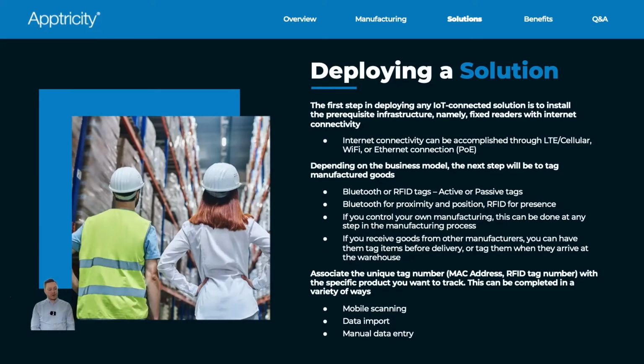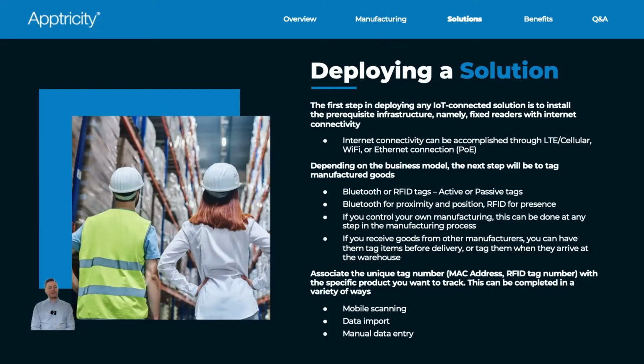And then depending on the business model, the next step is to tag manufactured goods, but where you tag them depends on the business model. We're talking about Bluetooth or RFID tags. You're basically making the choice between active tags and passive tags. We already talked about some of the benefits, the pros and cons for each side of those. You usually want to use Bluetooth for things like proximity and position, and RFID for presence. And that's just purely because an active beacon gives you that ability to get additional location accuracy.